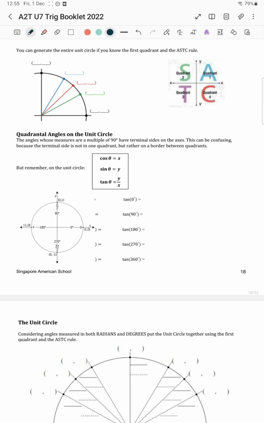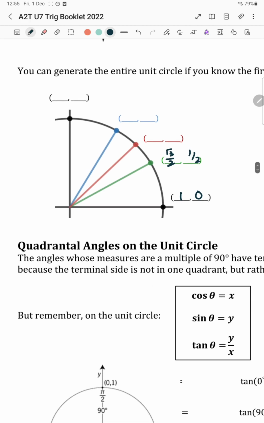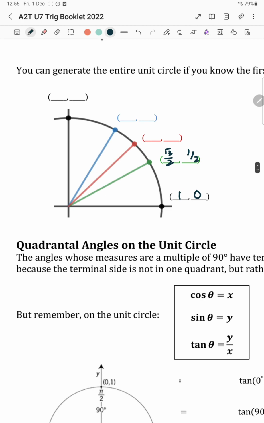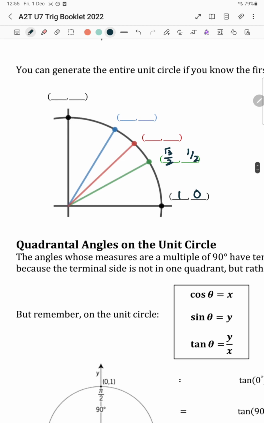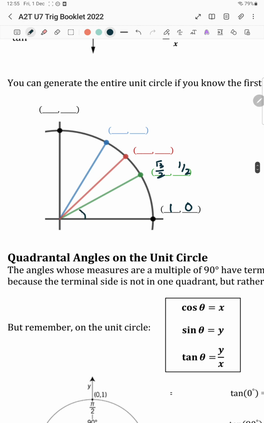So what is the first quadrant rule? It's 1, 0, square root 3 by 2, 1 by 2. Okay, this is 30 degrees and this is a triangle with 90 degrees. Now this is 45 degrees.